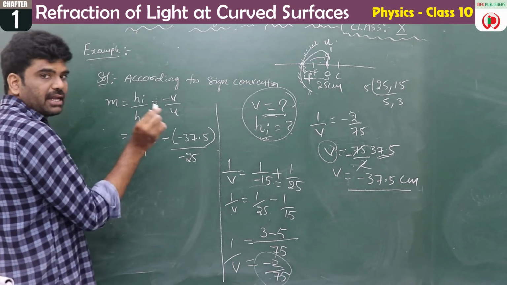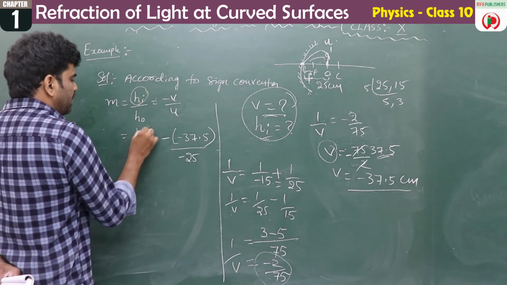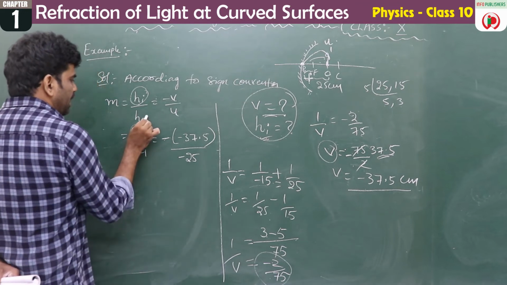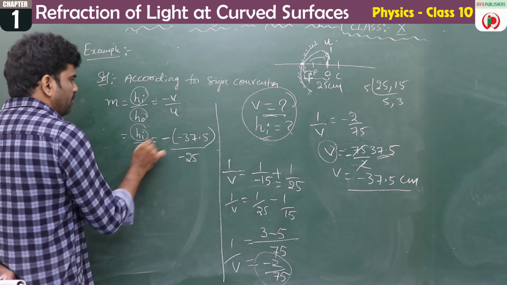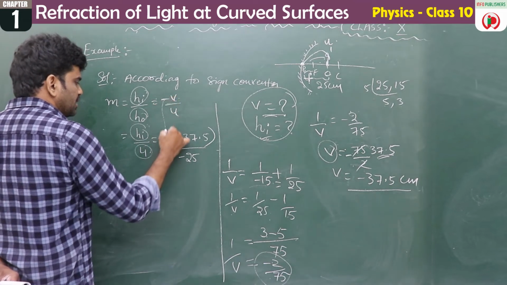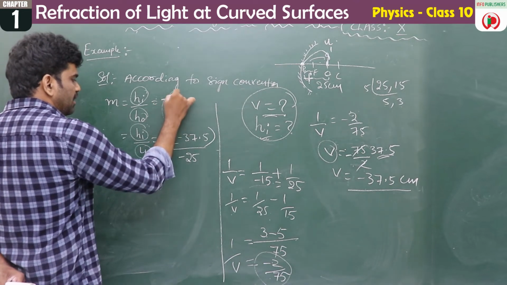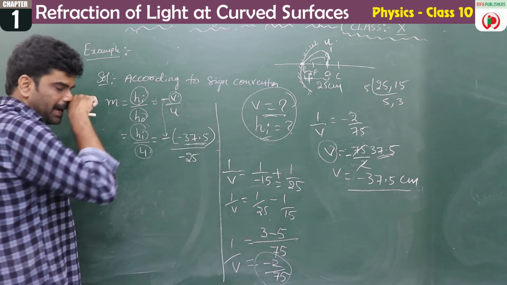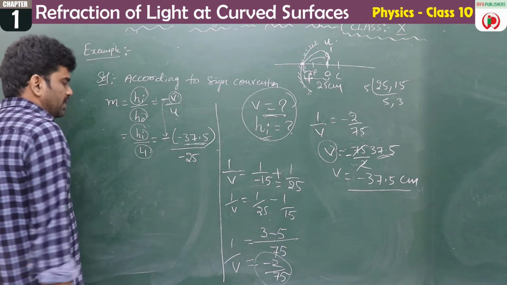So children, once again I repeat, the height of the image we have to find out. That is why I didn't write anything, I wrote hi only. And the height of the object is 4, I wrote 4 here. And the v value, in the place of minus I kept minus here, and the v value is minus 37.5. I wrote minus 37.5. And u is minus 25.